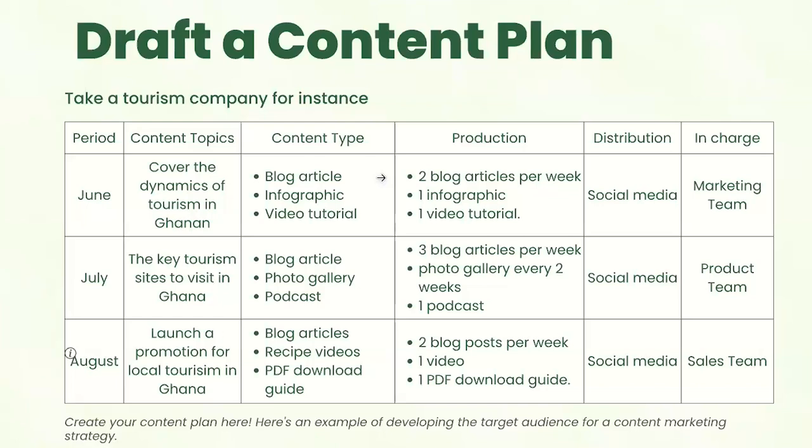Then you go into the production phase, where you determine, do I have to do two articles per week, or one article per week? Is it one infographic, one video documentary or tutorial? This is a strategy that you have to decide as a company, organization, or individual. And then look at the distribution channels. If you are targeting Gen Z, you may consider social media. If it is millennials, maybe you're looking at LinkedIn and other platforms. So identify your target group and look at what medium will work.